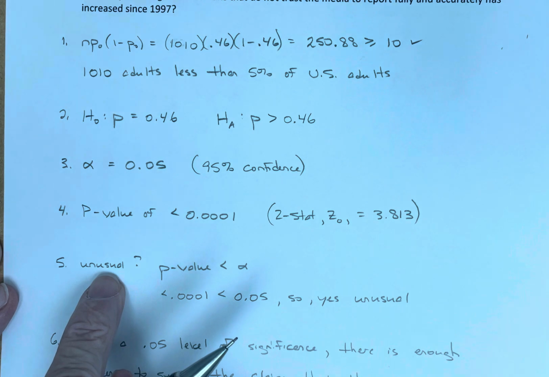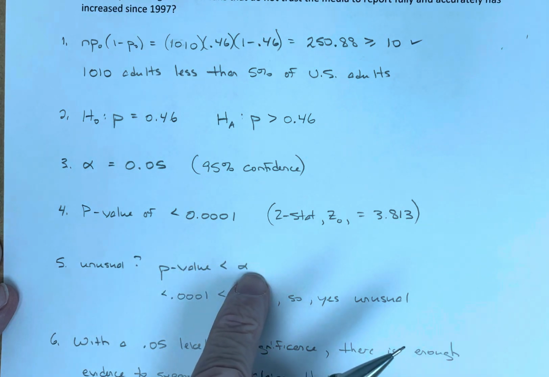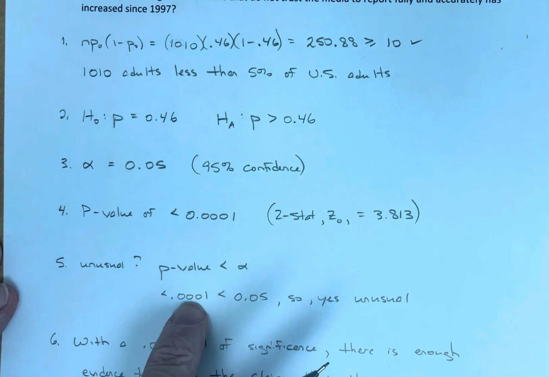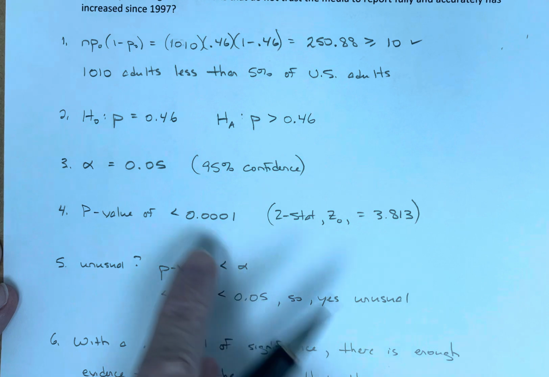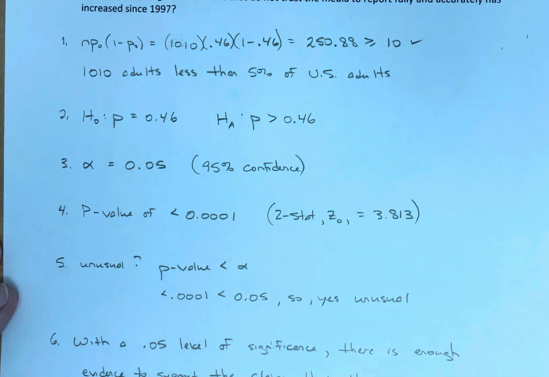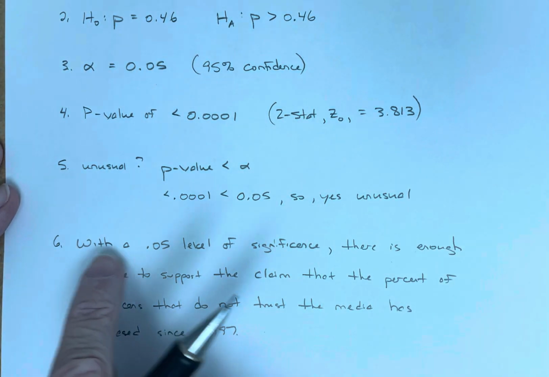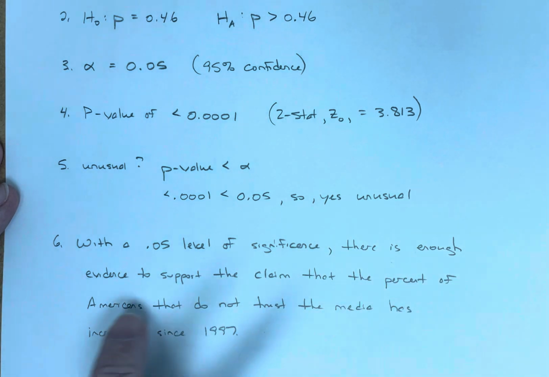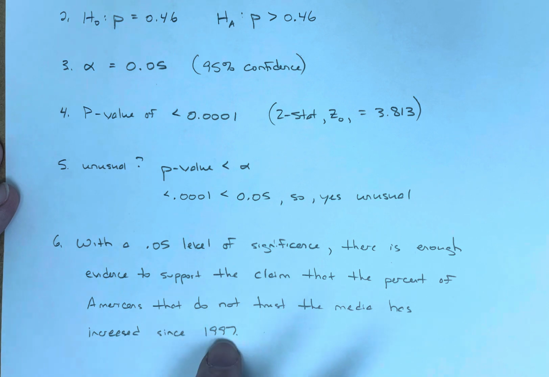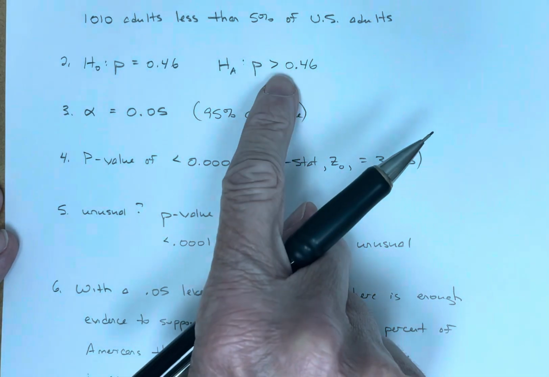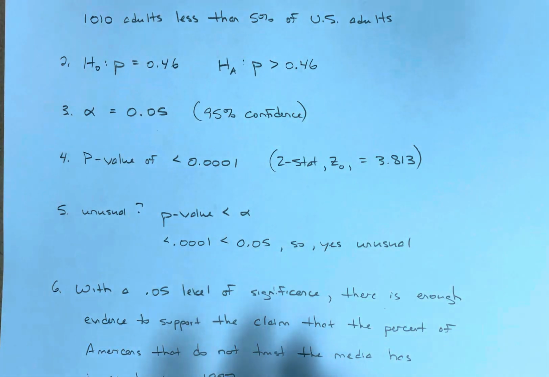The p-value test says if the p-value is less than the level of significance, it's unusual. Well, this p-value, which is almost 0, is well less than the level of significance, 0.05, 95% confidence. So we say it's unusual. And so therefore we say, with a 0.05 level of significance, there is enough evidence to support the claim that the percent of Americans that do not trust the media has increased since 1997, which is what our alternative hypothesis was. We always write our conclusion using the alternative hypothesis.